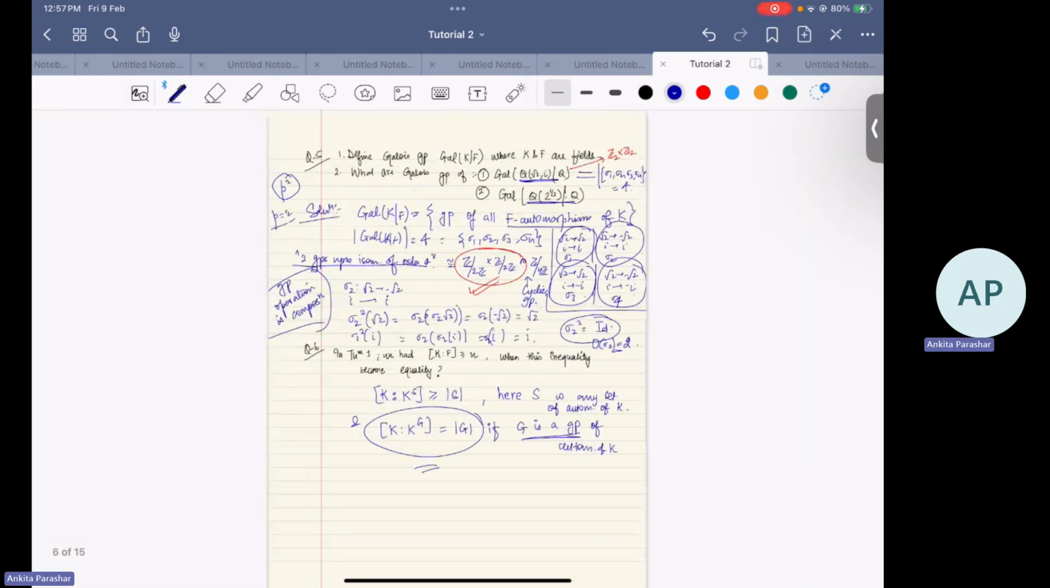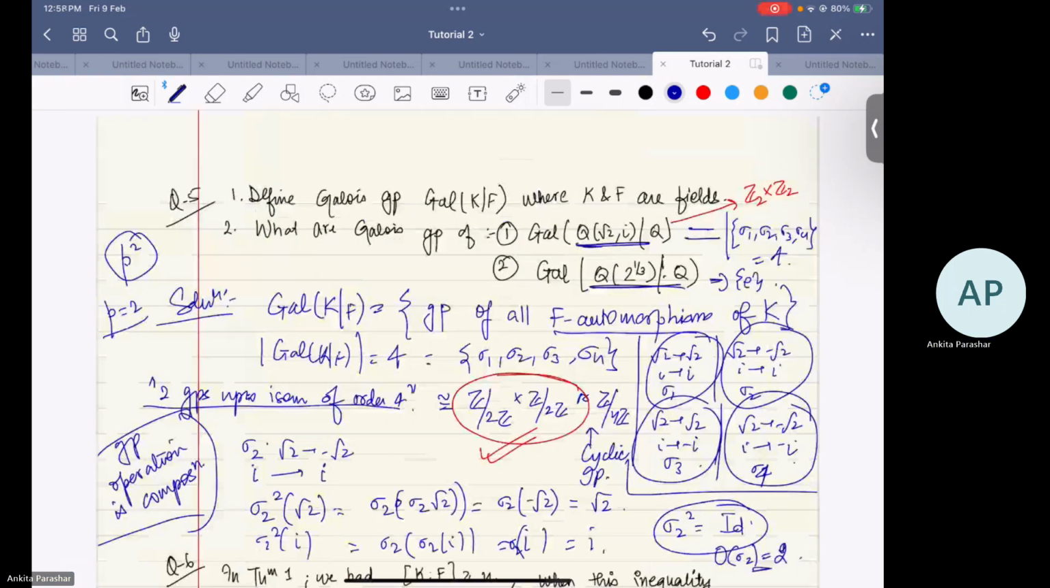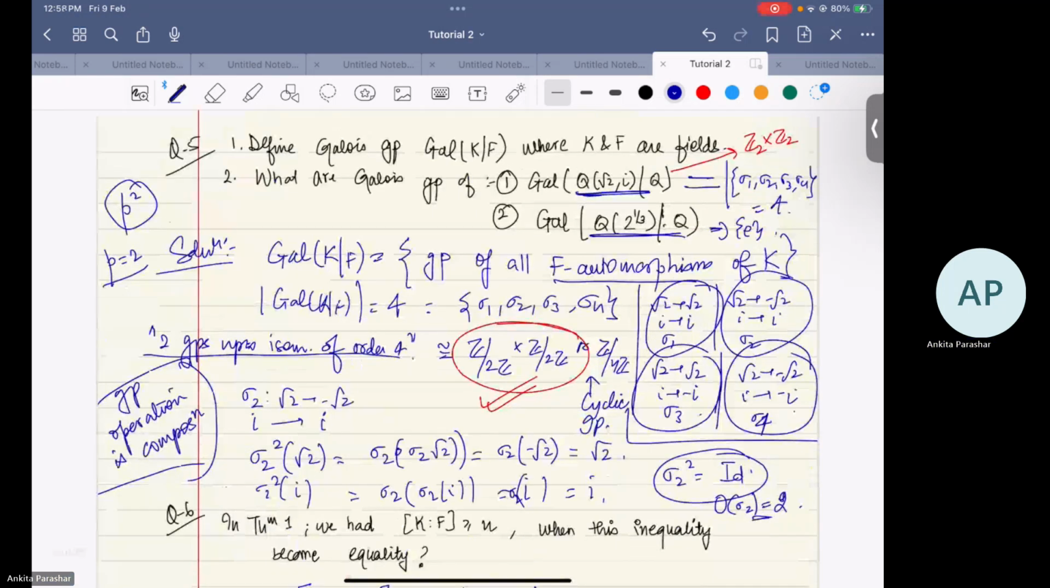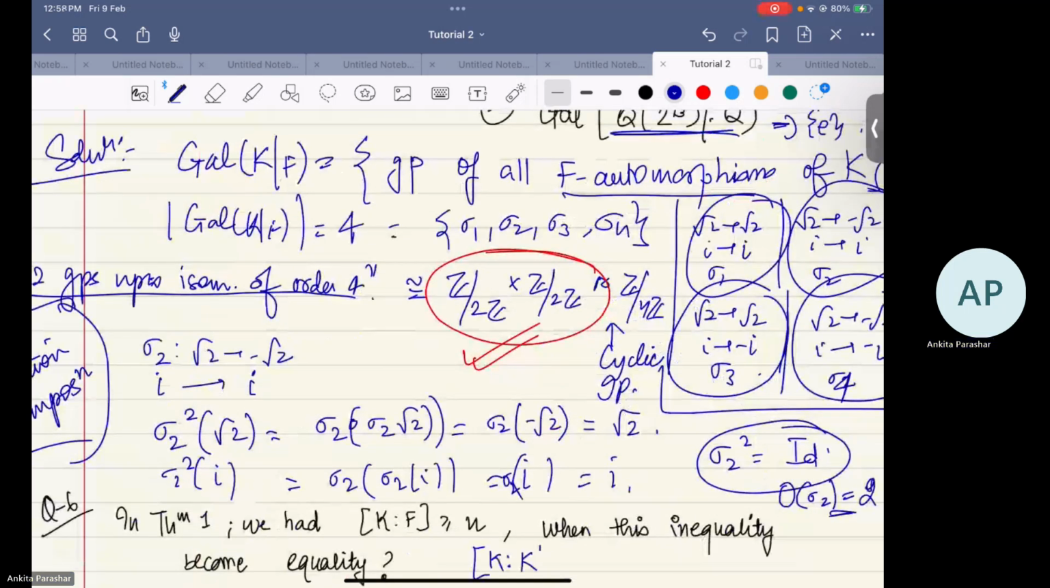Okay, now next question. It says, question 6, in theorem 1, [K:F] is greater than or equal to |S|, and we saw [K:K_S] is greater than or equal to |S|, where S has cardinality n. The question is, when does this inequality become equality? What is the condition for which you can say this inequality is an equality?